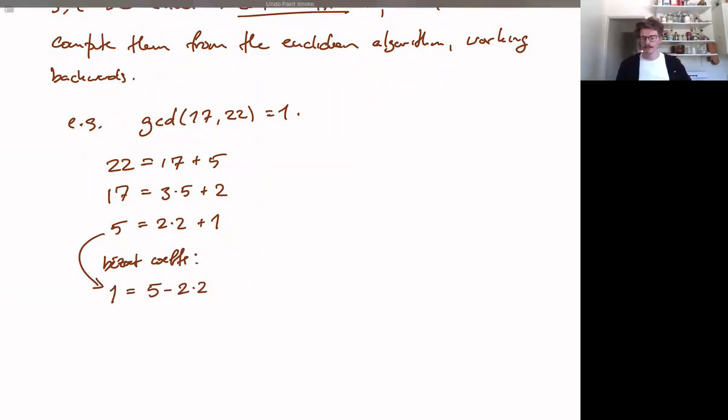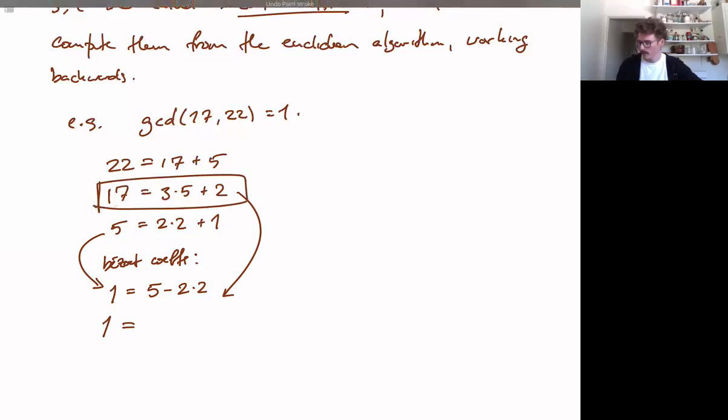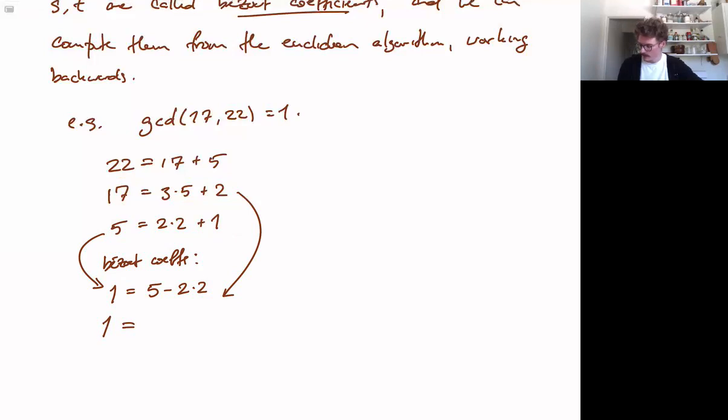And now we keep going, where we keep the 1 on this side and we just rearrange and substitute the right-hand side to work our way back up the line. So if we rewrite this equation, we can express 2 in terms of 5s and 17s. And then we can substitute that in. So 5 minus 2 times, what is this? This is 17 minus 3 times 5.